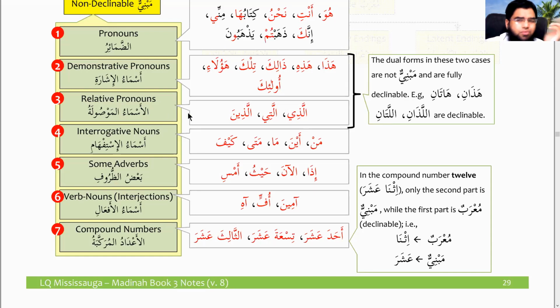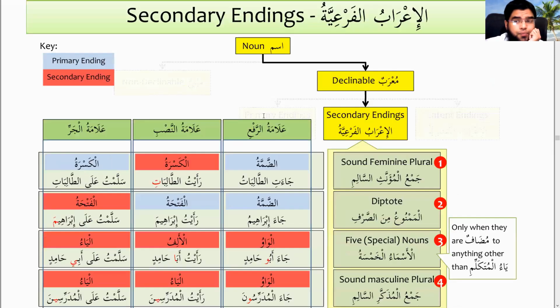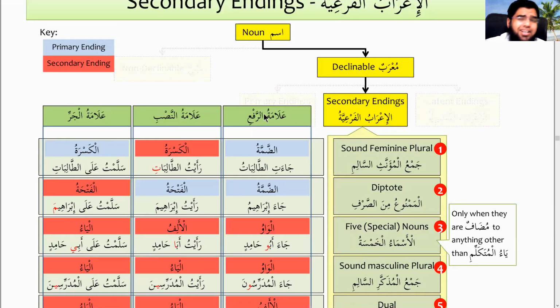Most of them, we know all of them, right? We talked about them when learning book 2. Then there are secondary endings. So what are these endings?